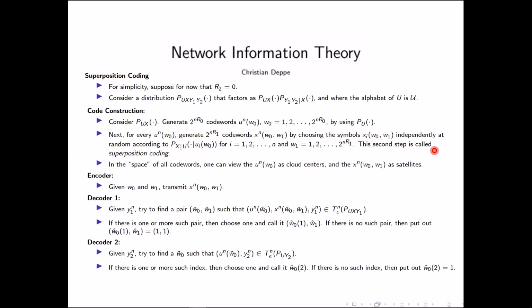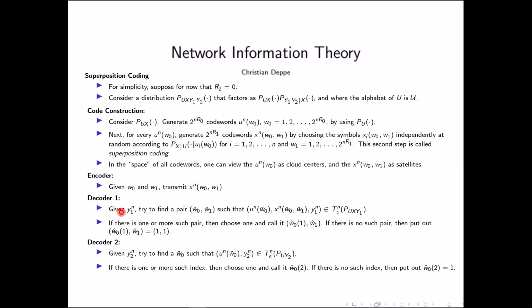And this second step is called superposition coding. Somehow these are the satellites in our picture. So this is the center and these are the satellites. In the space of all codewords, we can view u^n(w0) as a cloud center and x^n(w0, w1) as the satellite. Now the encoder, given w0 and w1, transmits x^n(w0, w1).